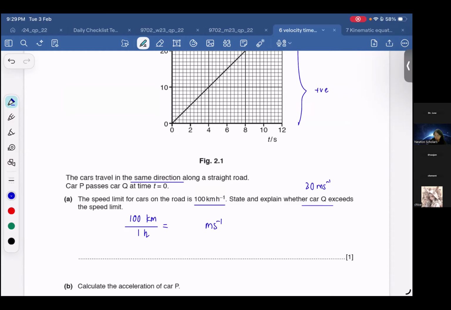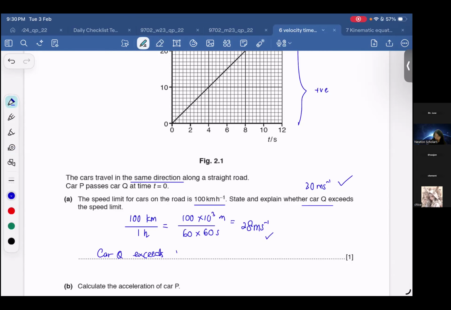So this one should be 100 times 10 to the power of 3, divided by 1 hour, which is 60 minutes times 60 seconds. If you press it on the calculator, you should get 28 meters per second. So our limit is this. The car Q is 30 meters per second. So is it over the limit? Yes. So here car Q exceeds the speed limit.